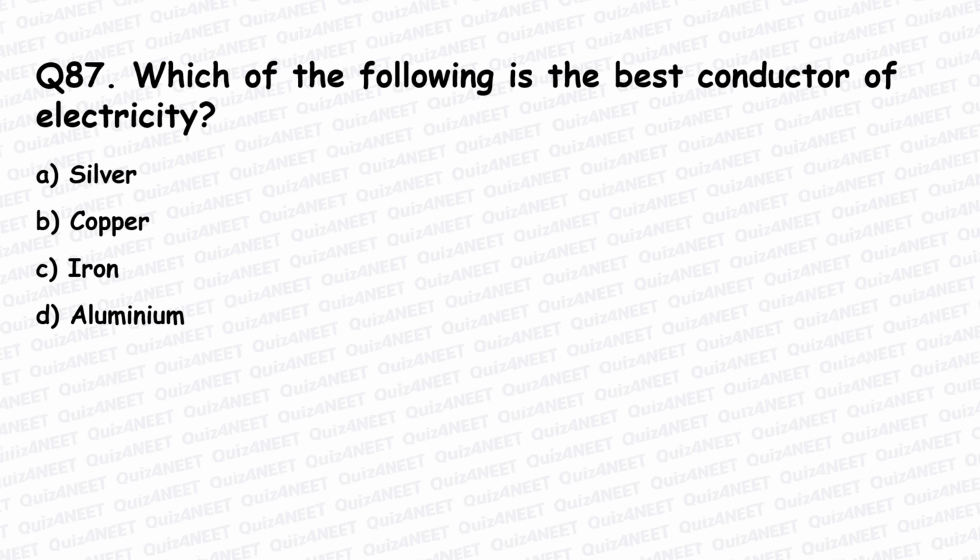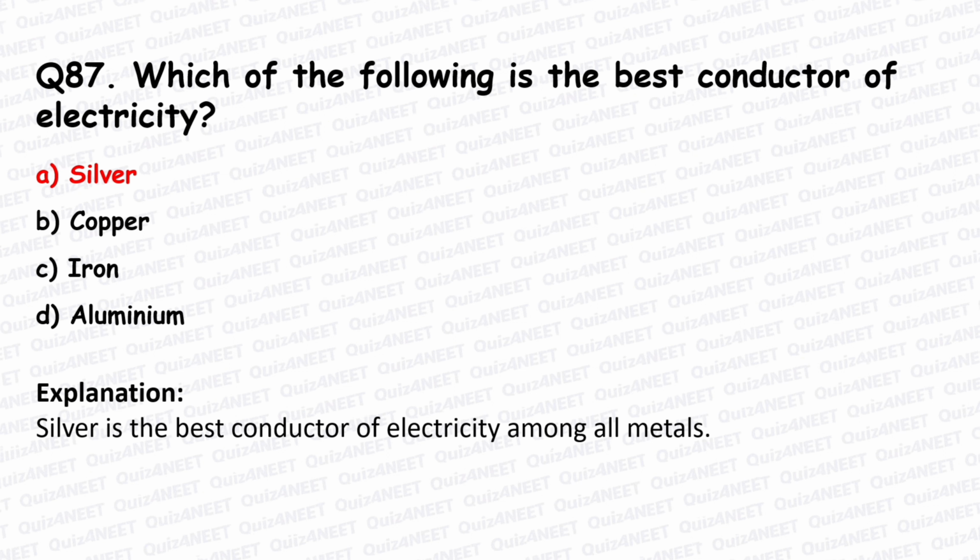Q87, which of the following is the best conductor of electricity? A, silver, B, copper, C, iron, D, aluminium. Answer: A. Explanation: silver is the best conductor of electricity among all metals.